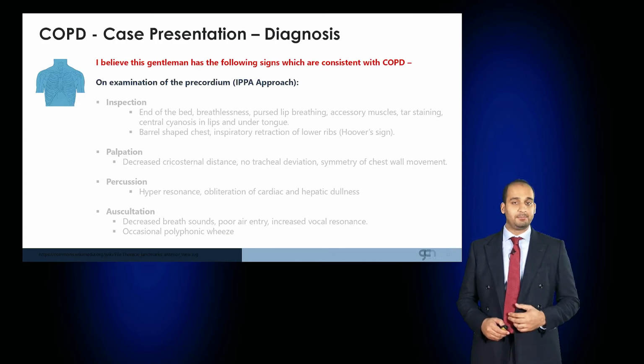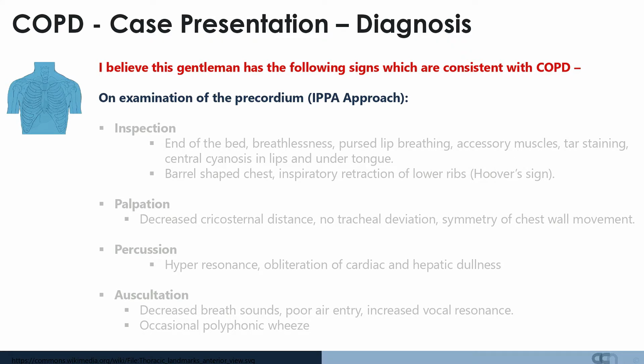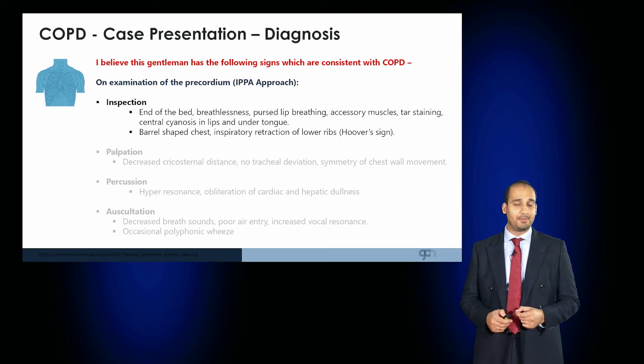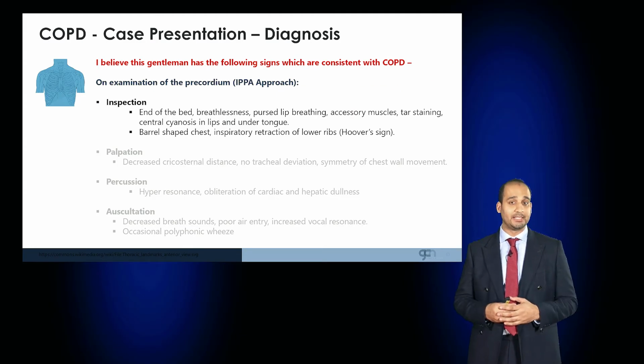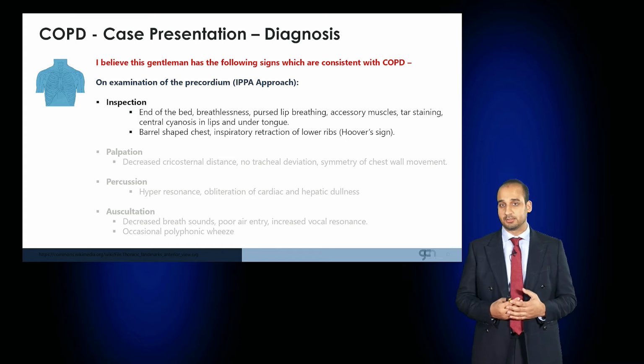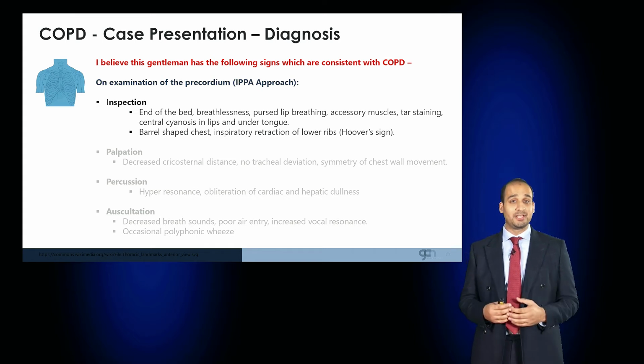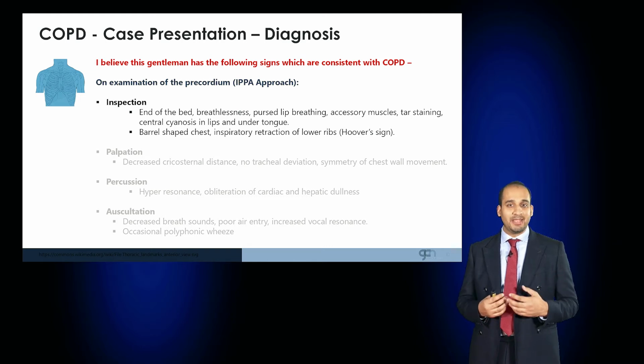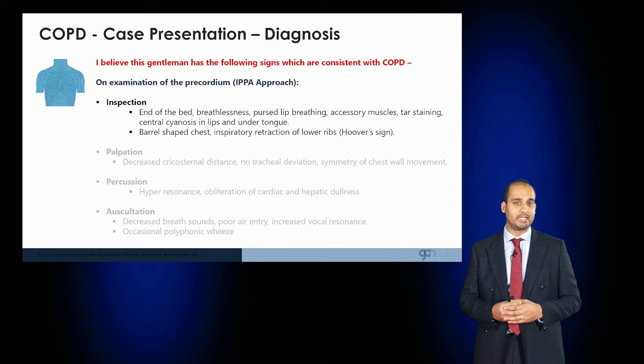On examination, taking an inspection, palpation, percussion, auscultation approach, from the end of the bed, the patient may appear breathless. They may have pursed lip breathing. They may be using their accessory muscles. You may note tar staining or central cyanosis. The chest may appear barrel-shaped, and you may notice inspiratory retraction of the lower ribs. This is known as Hoover's sign.